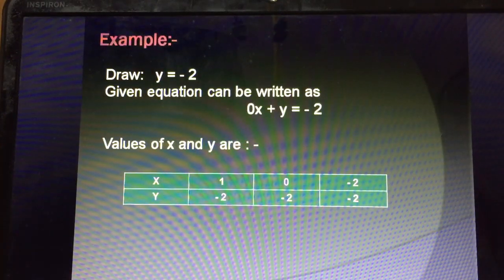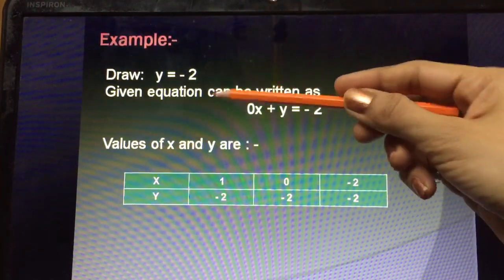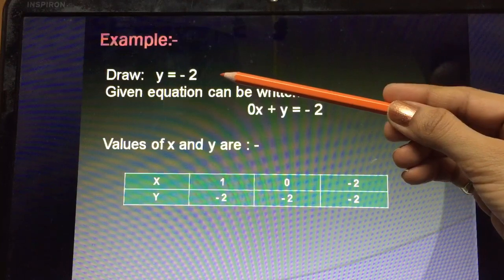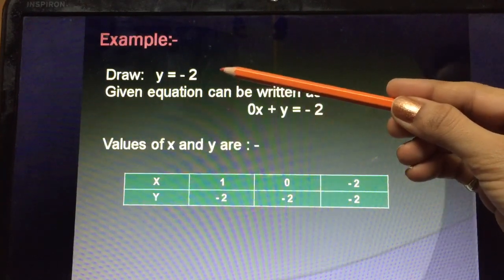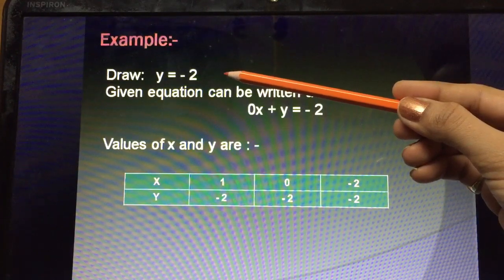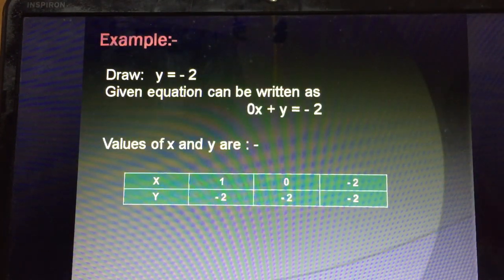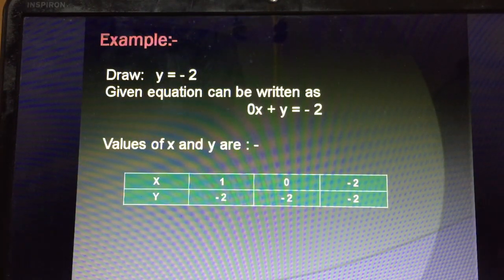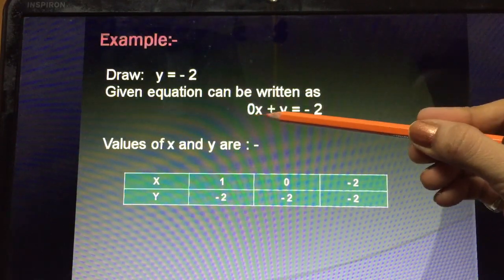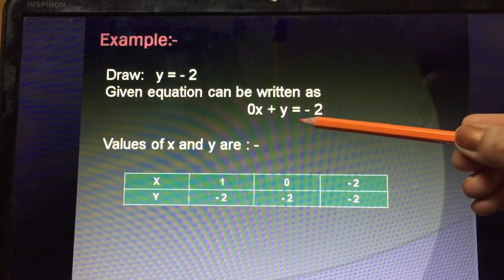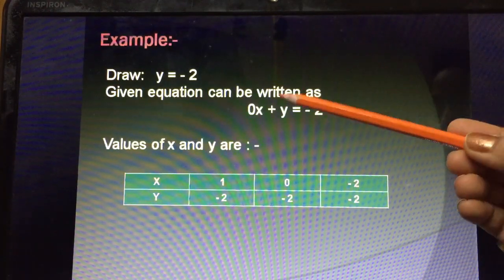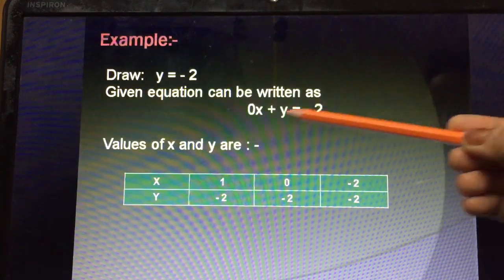So let us do this example first. Draw a graph of y equal to -2. Now since this is in the form y equal to b, we know that the graph would be parallel to the x-axis, and here we observe that there is no x term. So that means the coefficient of x is 0. Therefore we can write this equation as 0x plus y is equal to -2. Because your x term is not here, its coefficient is 0, so we can write it like this.